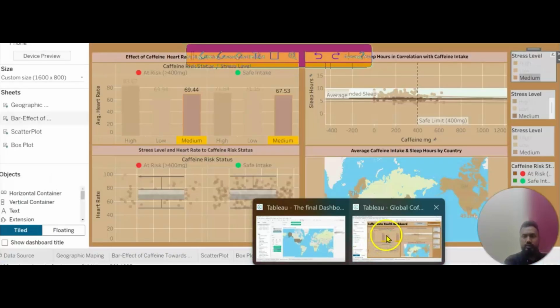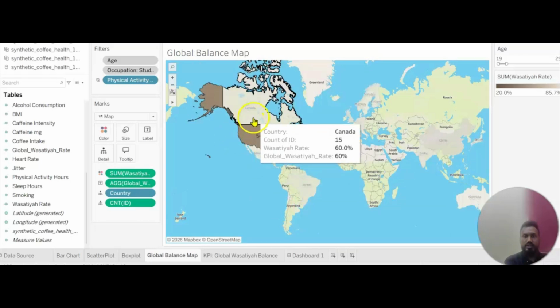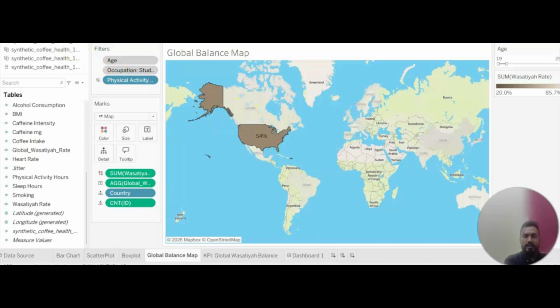So if I go to the Tableau dashboard, you can see the geographical mapping based on their countries and the percentage of their balance. And the next thing will be presented by my fellow groupmates. Thank you.